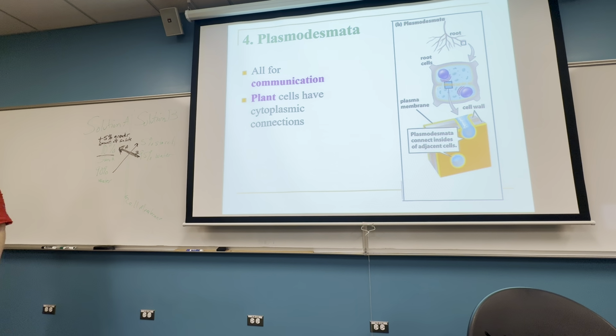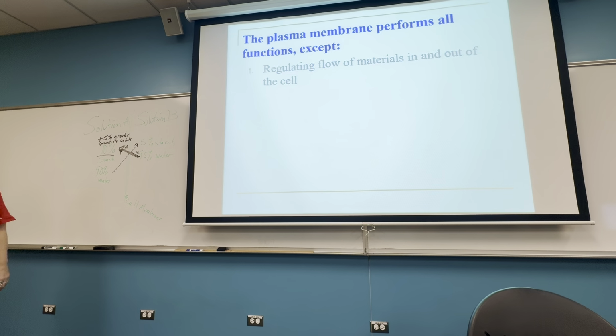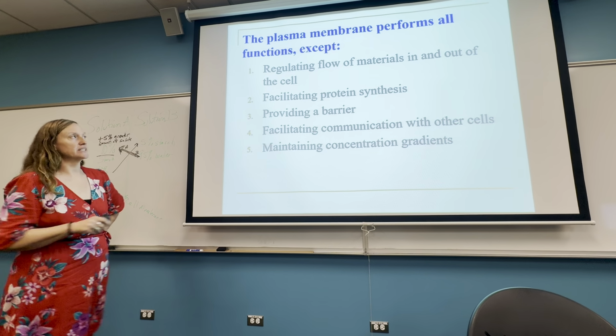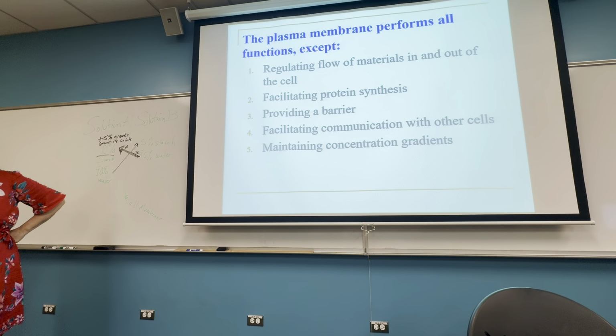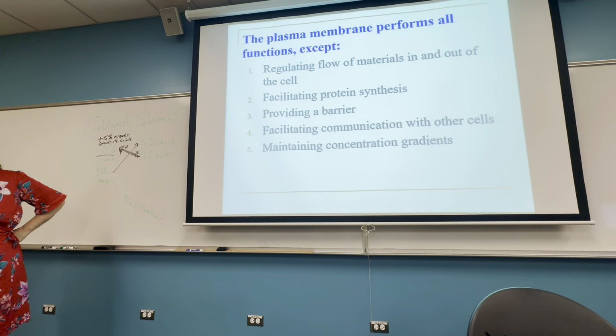One last question. The plasma membrane performs all functions except for which one? So it's going to regulate the flow of materials in and out of the cell. It provides a barrier, facilitates communication with other cells, maintains concentration gradients. It does not facilitate protein synthesis. Yeah, those are the ribosomes. The ribosomes, yes, correct. Very good. The ribosomes facilitate protein synthesis. Very good. All right, so that's number two. I don't have it highlighted, but it is number two.